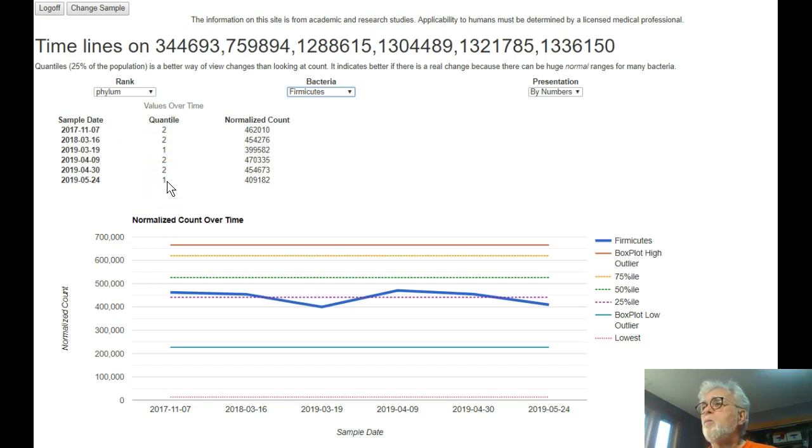Quantile's purpose is to say, okay, has there actually been a major shift somewhere, 2, 2, 2, 1, 2, 2, 1? It means you're bouncing back and forth. As you can see here, that's what I am. I'm around the 25th percentile, popping back and forth.